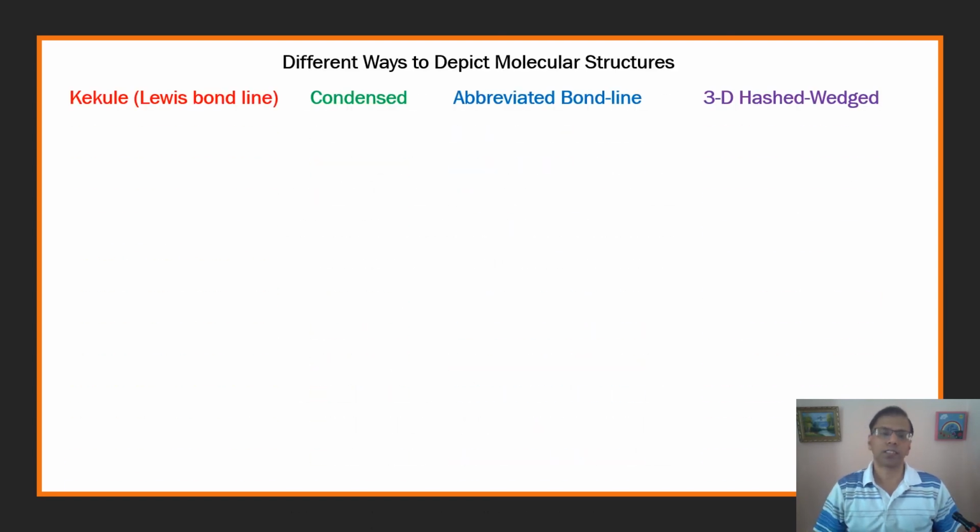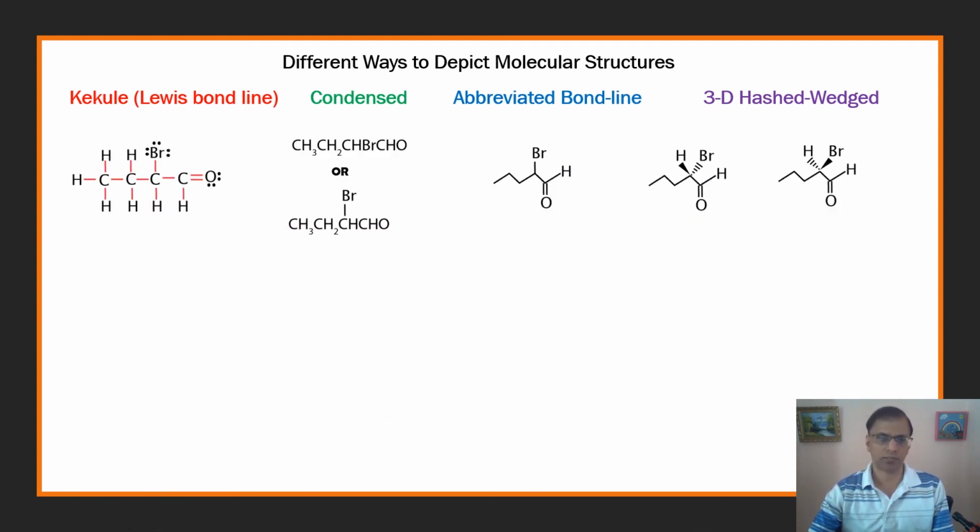So there are different ways to depict molecular structure. In addition to the Lewis dot structure, chemists have developed methods to write molecular structures, because it's pretty difficult to write a Lewis structure for large organic molecules. And so they came up with the Kekule structure. Kekule came up with this structure. It's also called the Lewis bond line structure, in which each bonding or shared pair of electrons is represented by a single bond line.